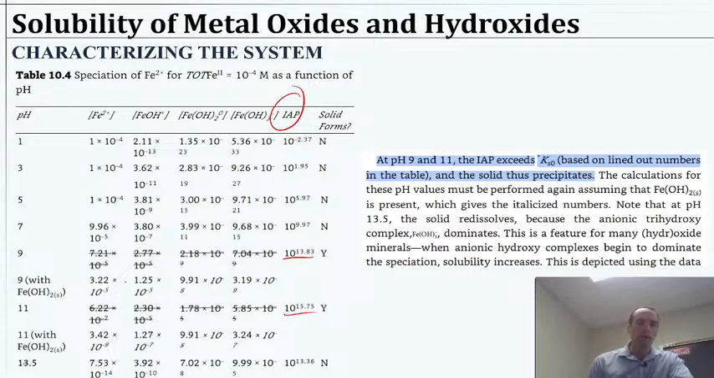So they recalculated at equilibrium, where we have a new Fe total at those spots. One interesting thing is once we go up high enough in pH, the iron hydroxide ends up redissolving, and the book says that's because the anionic trihydroxy complex, FeOH3 minus, is dominant, and that's a bit more soluble.